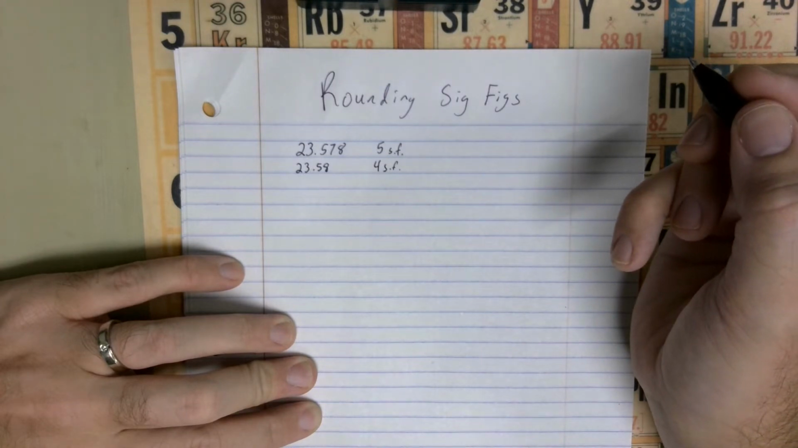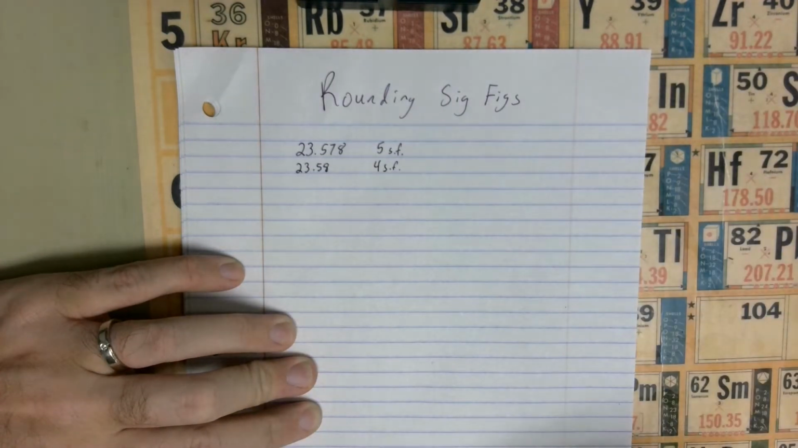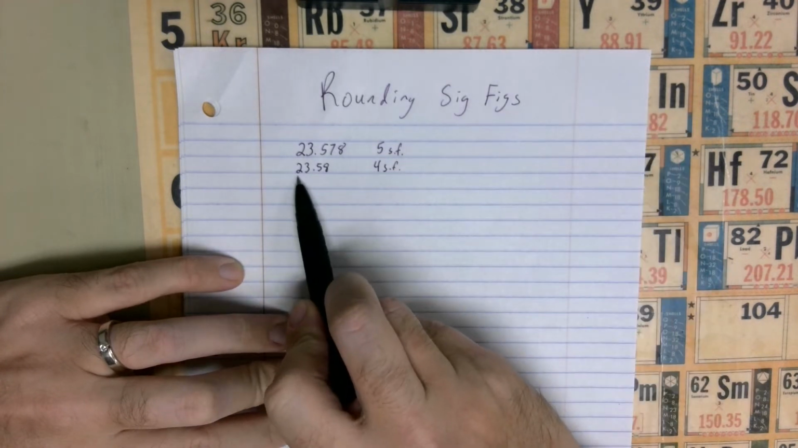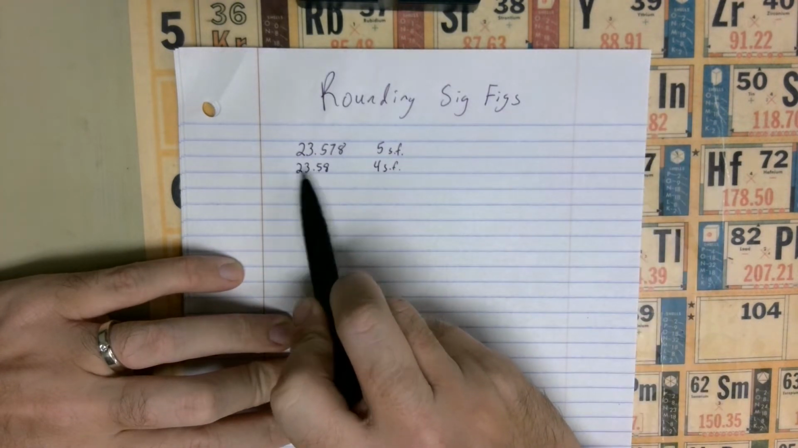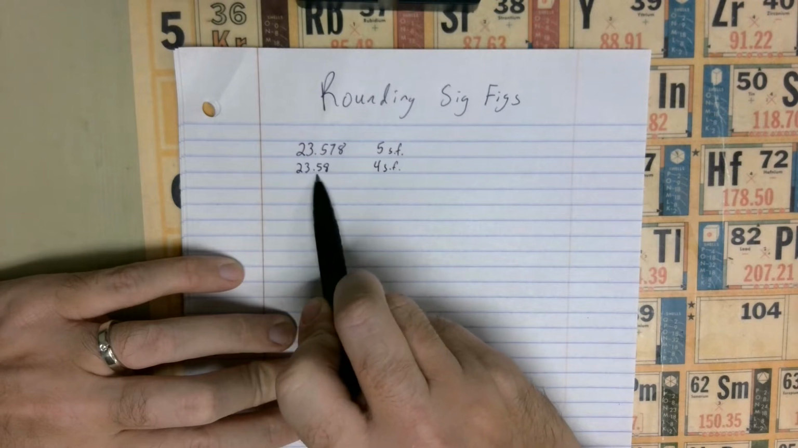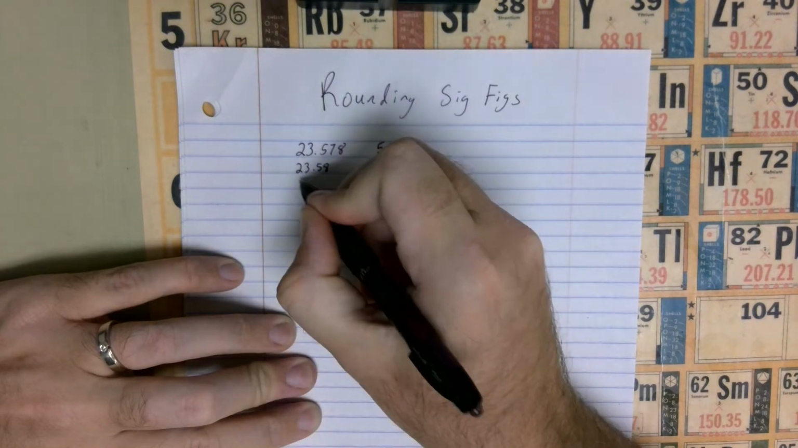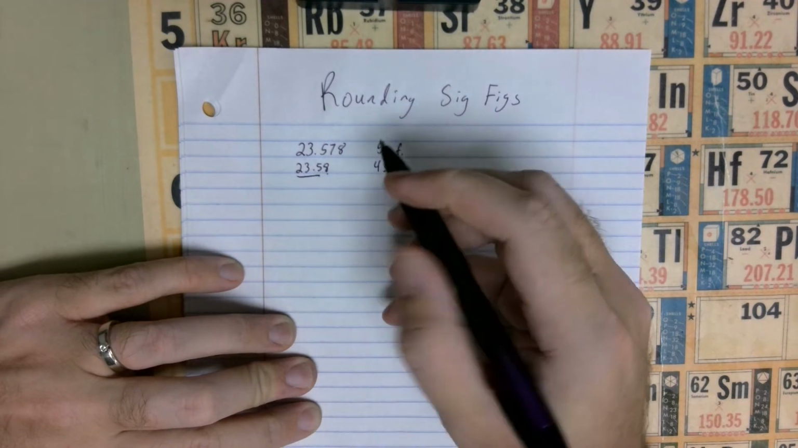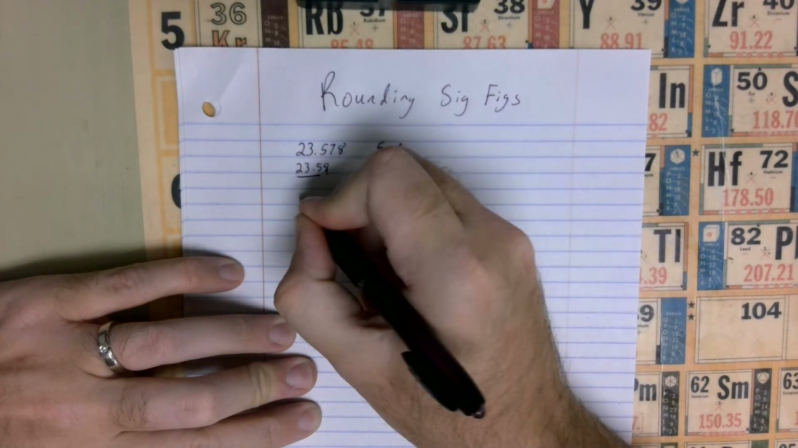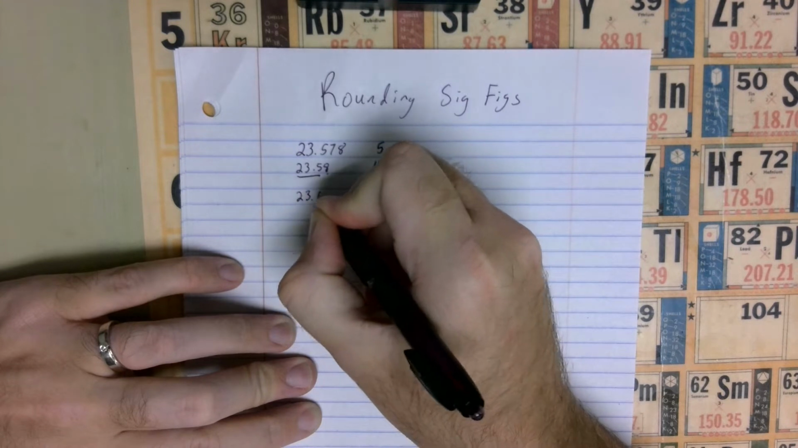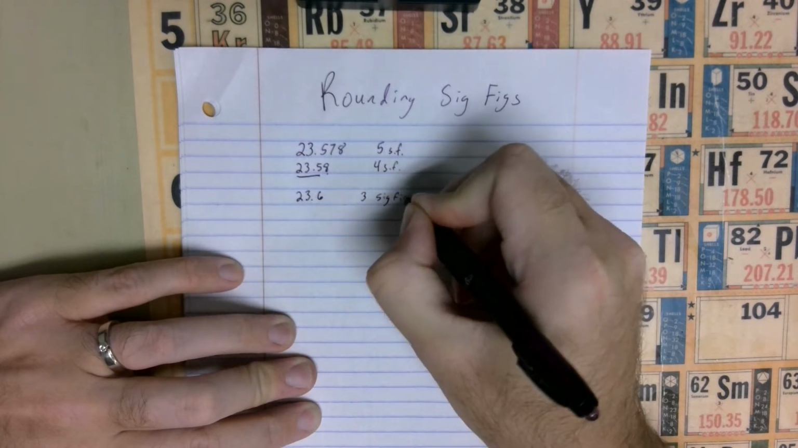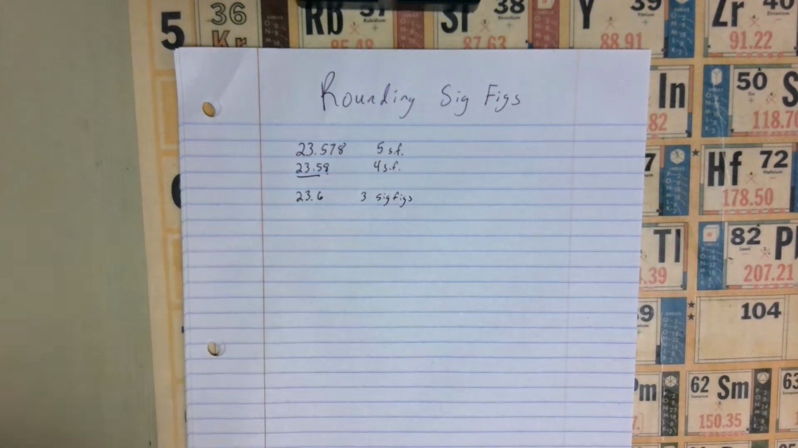Okay, if I wanted to round it to 3 sig figs, well, now I'd look at 23.5, 1, 2, 3, that's my 3 sig figs right here, and then I'd look at the 8. What does the 8 do to the 5? Well, it rounds it up, so that'd be 23.6. Now the number has 3 sig figs. Okay, so that's basically how you're going to round it.